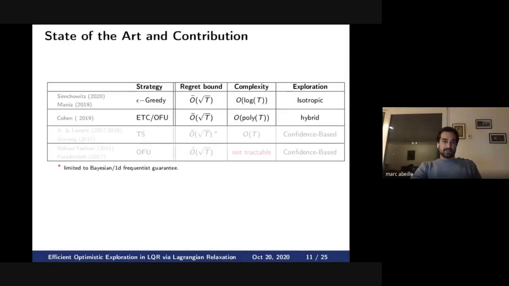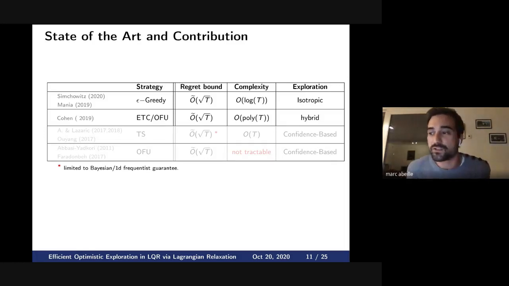So to summarize, we have on one hand algorithms based on isotropic exploration, such as epsilon greedy or explored in comets, and they have been shown very recently to be very efficient in terms of rates and in terms of scaling with respect to the dimensionality. But it's not really the end of the story, because by design, they can't really adapt to the structure of the problem and usually offer worse performance than confidence-based strategies.